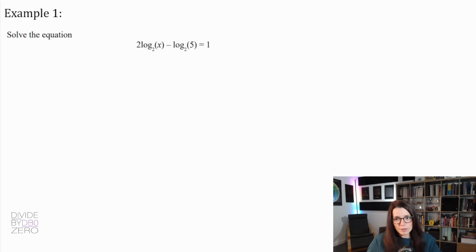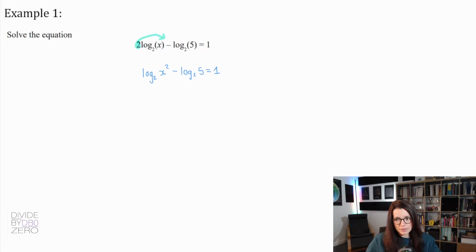So let's take a look at some examples. Example 1. Solve the equation 2 log base 2 of x minus log base 2 of 5 equals 1. First thing I'm noticing here is that we can bring that 2 up to become the power of x because of that third log law. So this is the same as log base 2 of x squared minus log base 2 of 5 equals 1.